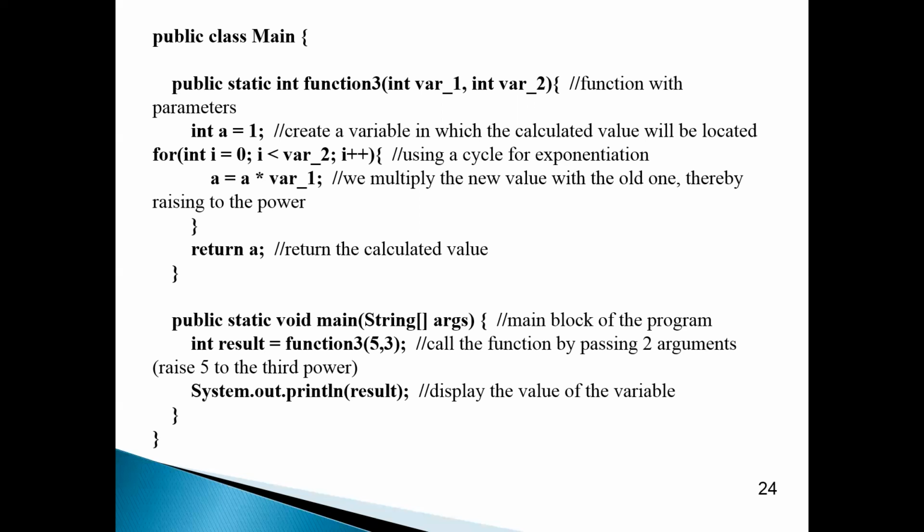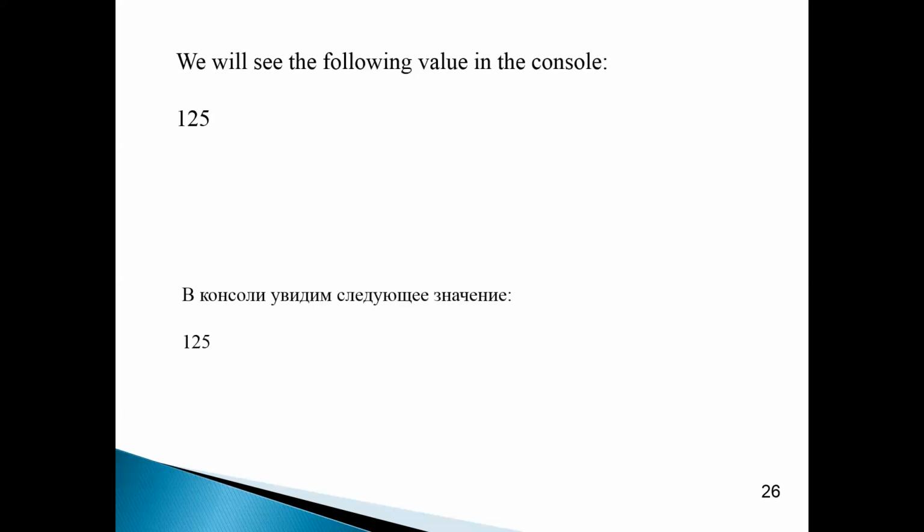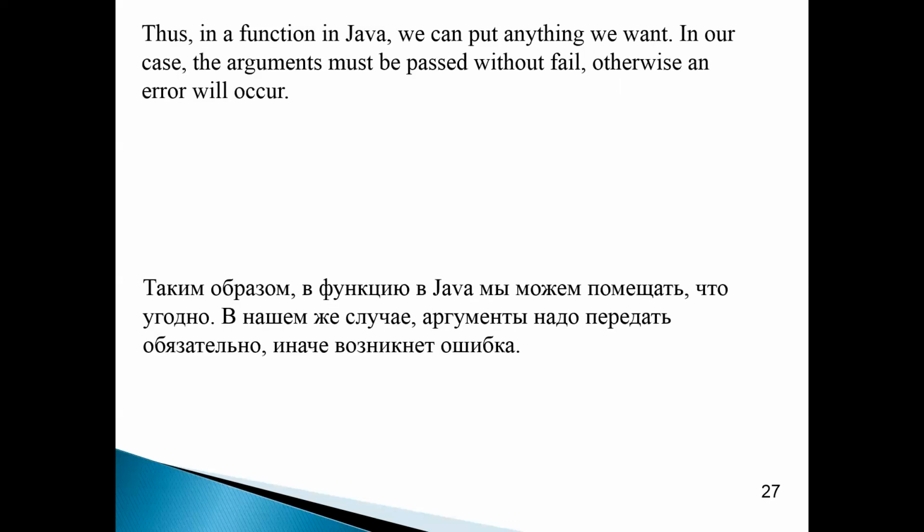Next line, main block of the program. Next line, call the function by passing two arguments, raising 5 to the third power. Okay? And next line, display the value of the variable. We will see the following value in the console: 125. Thus, in a Java function, we can put anything we want. In our case, the arguments must be passed without fail. Otherwise, an error will occur.